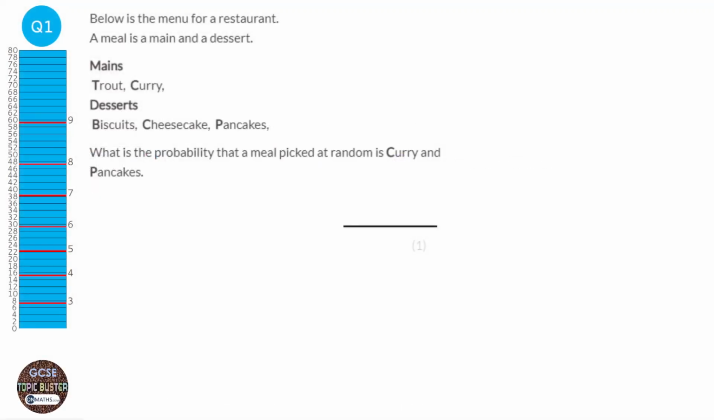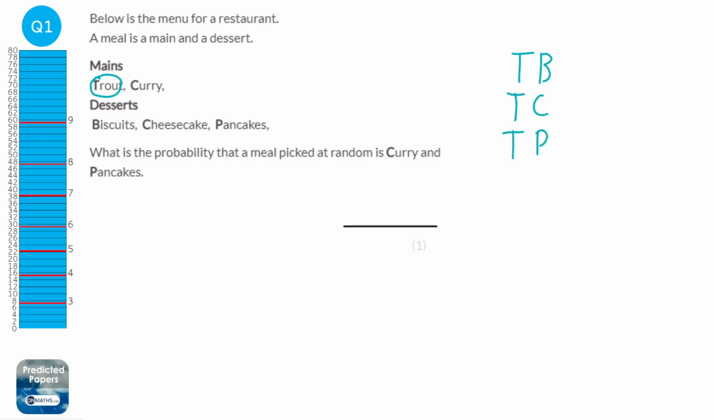I'm going to start by writing out all the outcomes. So I'm going to start with trout. So for trout, as a main, I could have had biscuits for dessert. Trout as a main, I could have had cheesecake for dessert. Trout as a main, I could have pancakes as a dessert.